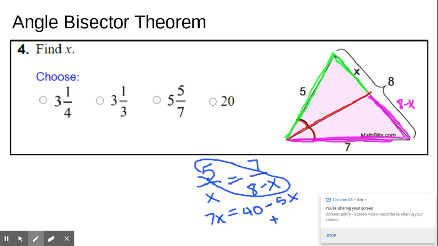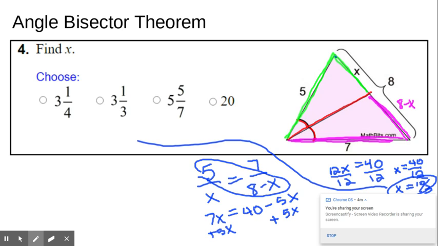I have to solve by getting x on the same side, so I'm going to add 5x to both sides. This gets me 12x equals 40. I divide by 12, so x equals 40 over 12. I can pull a 4 out of the top and bottom, so that gets me 10 over 3. And that answer is the same thing as 3 1/3 for my official answer.